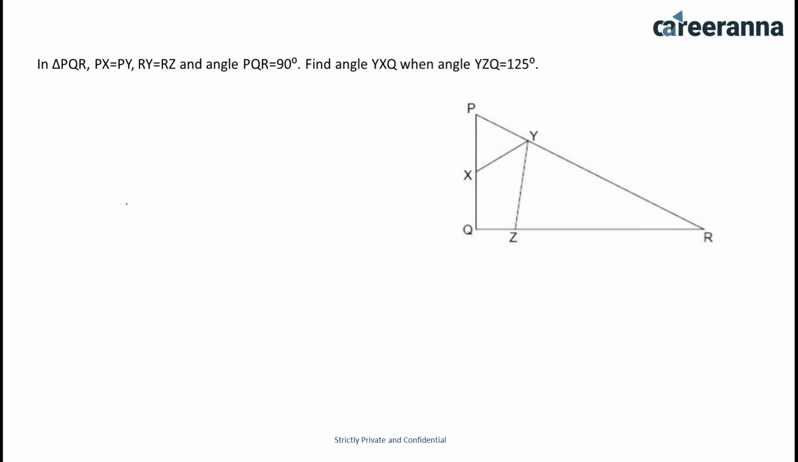Now we have a question from geometry. In triangle PQR, PX is equal to PY, RY is equal to RZ, and the angle PQR is 90 degrees. Find the angle YXQ when angle YZQ is 125 degrees. Please answer this within 1 minute, and then we are going to discuss it.